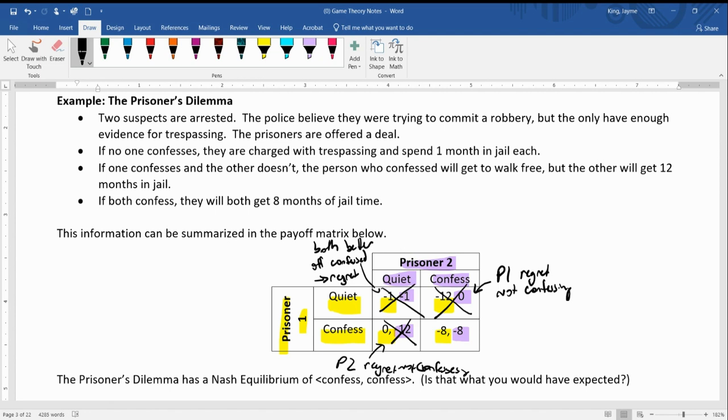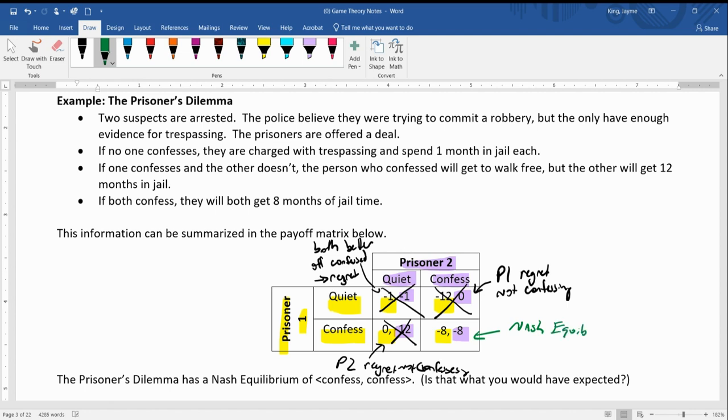Looking at this last one here, player one chose to confess, and they have -8. If they had chosen to keep quiet, player one's decisions being either top row or bottom row, they would have ended up with a year in jail. That's worse for them, so they're happy with the decision they made. Player two chose to confess. Their other option would be to keep quiet, so we're looking at this column over here. If they had chosen to keep quiet instead, they would have ended up with a year of jail time. So this last cell is a Nash equilibrium. This last one here is the Nash equilibrium.